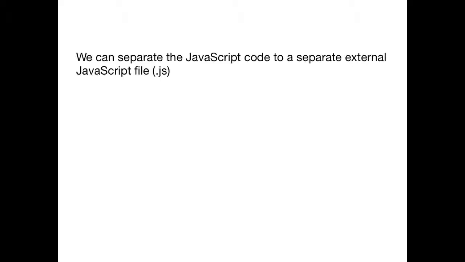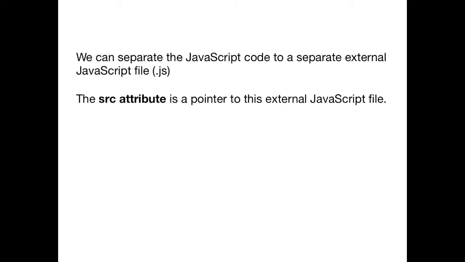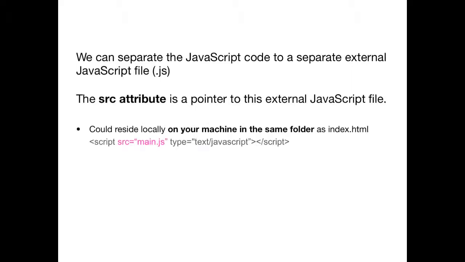We can separate the JavaScript code to an external, separate JavaScript file. The source attribute is a pointer to this external JavaScript file, the way the source attribute is a pointer to images, for example. The JavaScript file could reside locally on your machine in the same folder as your index.html, and the syntax would look like this, for example, the source and then the name of the file.